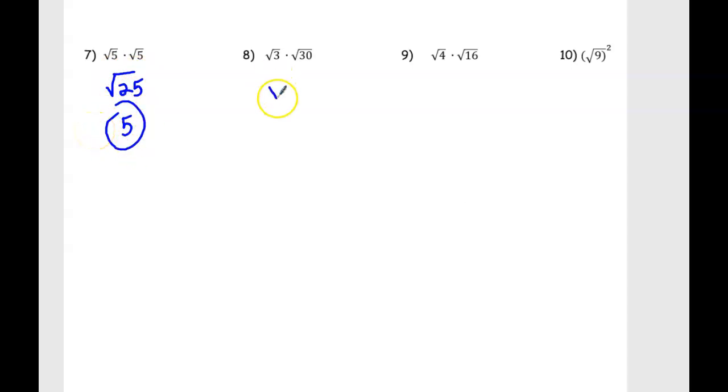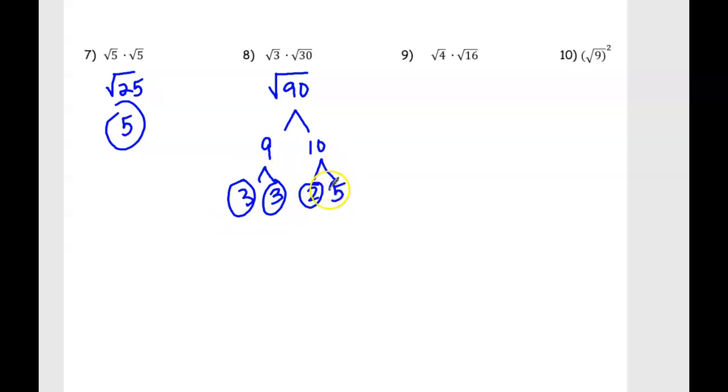Number 8, we multiply and get radical 90. So this one we're going to put in simplest radical form. I'm going to say 9 and 10. 9 would be 3 and 3. 10 would be 2 and 5. So my index is 2, I'm looking for my doubles. So pull out a 3, and left over is 2 times 5, or 3 radical 10.